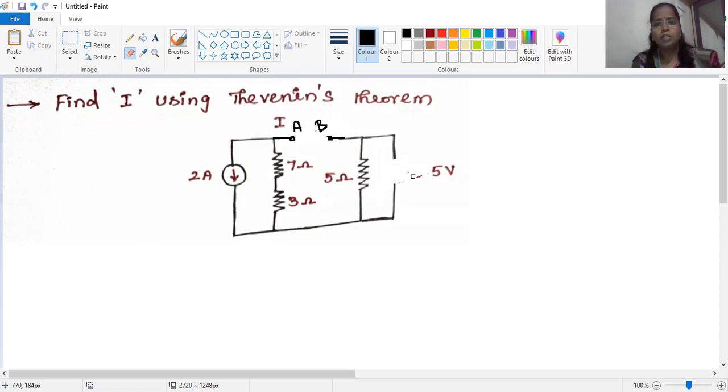You have to short this terminal. I am just removing this value. You have to short circuit this voltage, so this is a shorted point. Then next, coming to the last point, we have to open circuit the current source. So the 2 ampere current source, you have to open this terminal. Then next you have to find the total resistance across the terminals A and B.